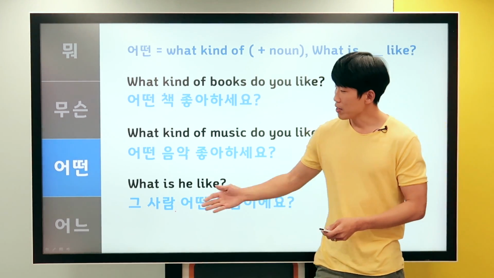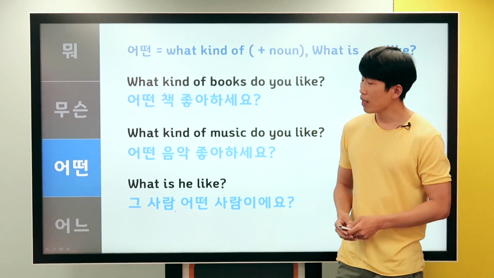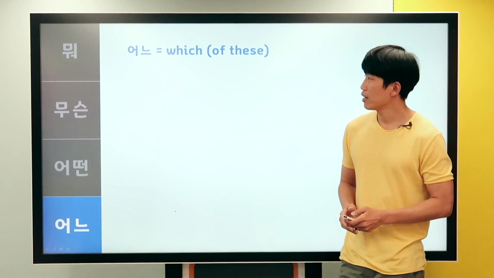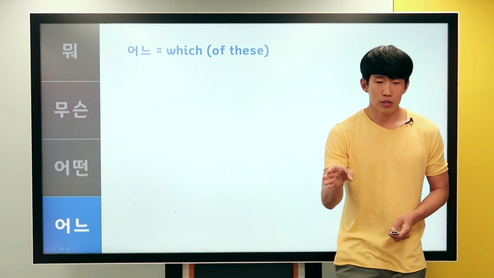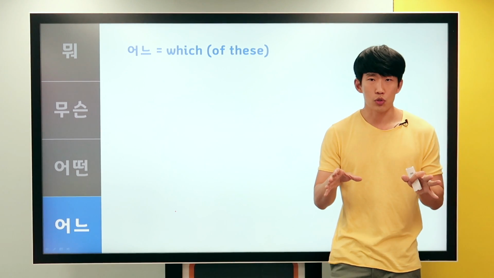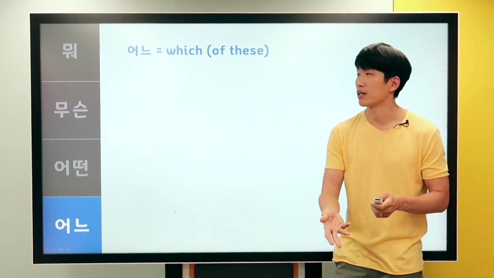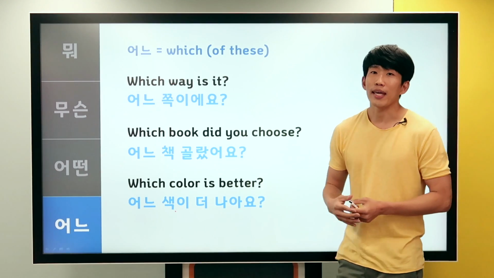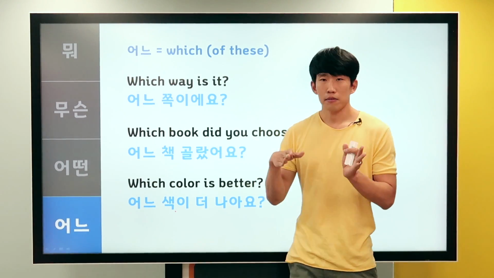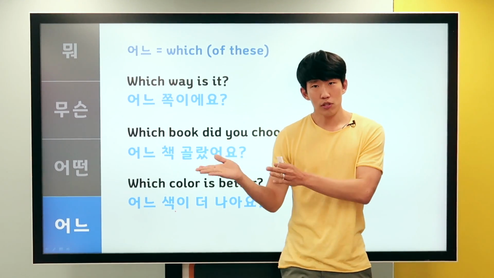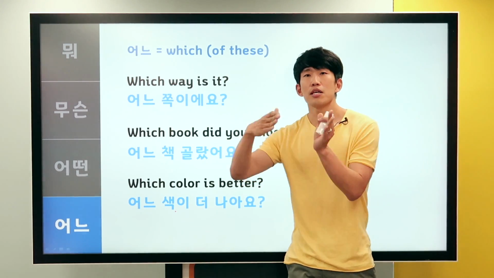All right? Finally, we have 어느. 어느 is quite easy to understand. 어느 is just which. When you are given many options to choose from, 어느 is just pointing at something. So which way is it? 쪽 is side or direction. So 어느 쪽이에요? Is it this way?